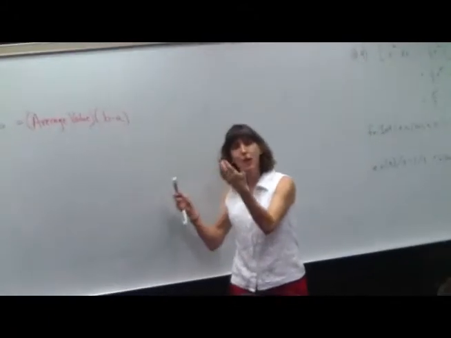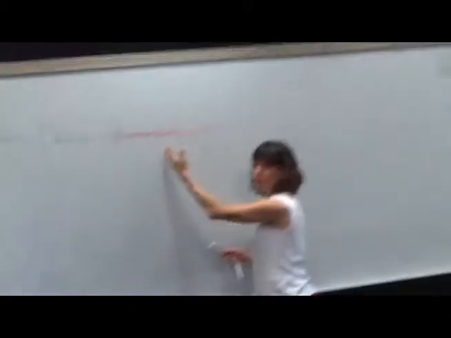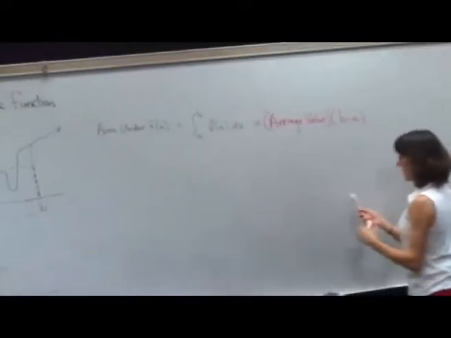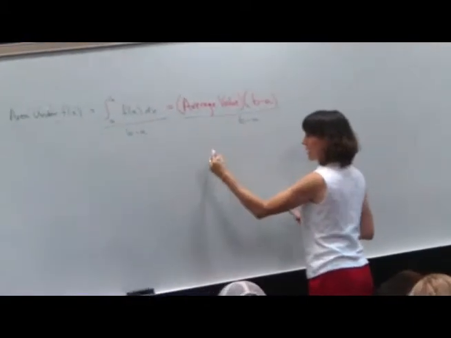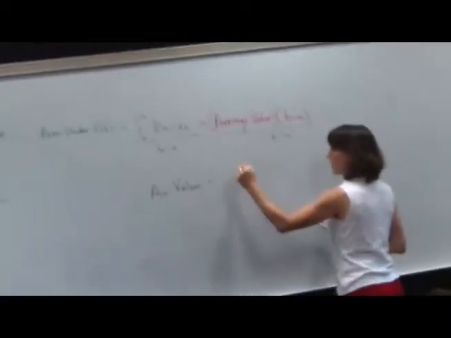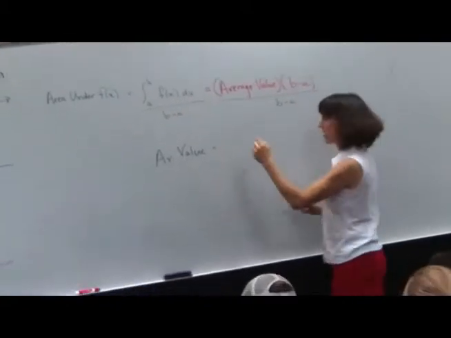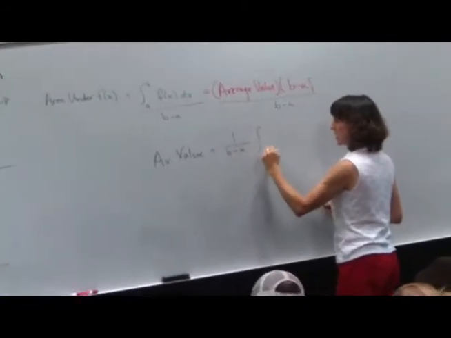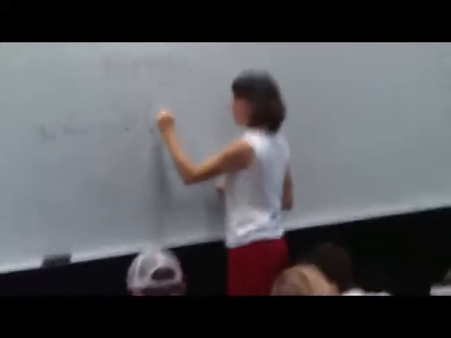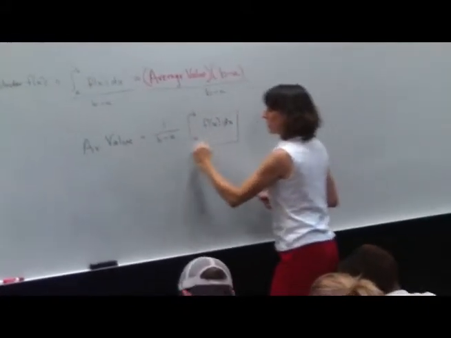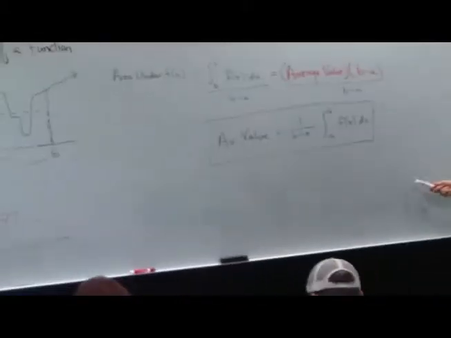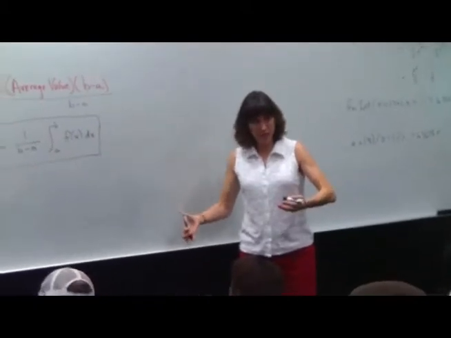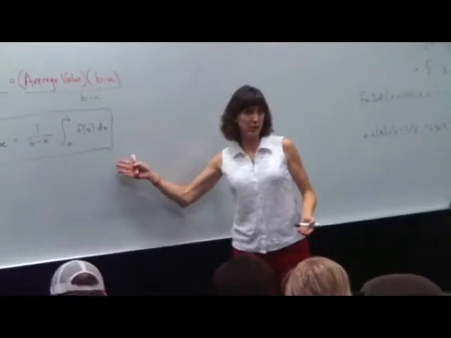So the long and short of that is I can now solve for this average value number. All I have to do is divide both sides by b minus a. I'm going to be able to say that the average value is equal to, instead of putting that as a fraction, which is kind of ugly, I'm going to put it out front: 1 over b minus a times the integral from a to b of f of x dx. And that, friends and neighbors, is the formula for average value and how you get it. So if they ask you what is the average value of something that you have a continuous function for, you now have a way to find that out.